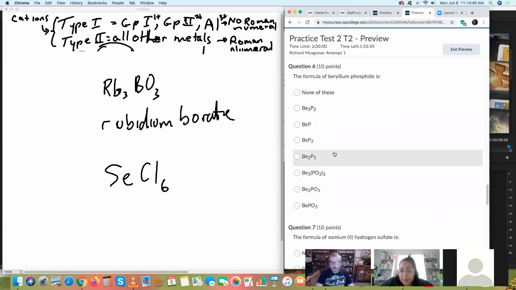For this one, beryllium phosphide. Can I do this one? Sorry. Yes, absolutely. All right. So beryllium phosphide. We're looking for the formula. So beryllium is a metal. It is. And what's the symbol for the element beryllium? Be. Yeah, that's right.